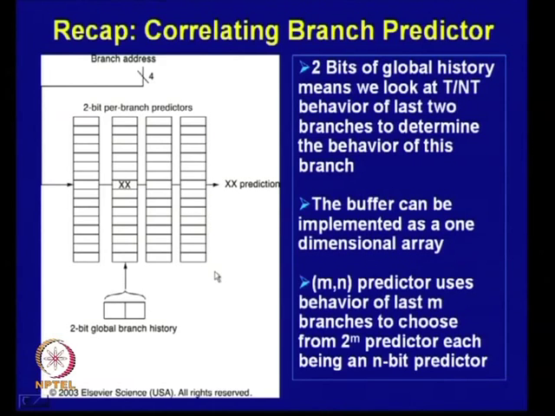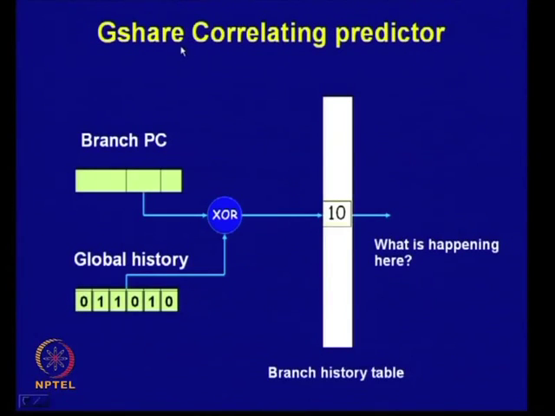So, this is the recap of the correlating branch predictor, and one popular correlating predictor is known as the GShare correlating predictor. In this predictor, as you can see, this is how the global history is being incorporated for the purpose of prediction. Here the lower order bits of the branch PC are XORed with the global history, and then that is used for indexing into the branch history table, and that is being used for the purpose of prediction. So, this is how the correlating predictor works.